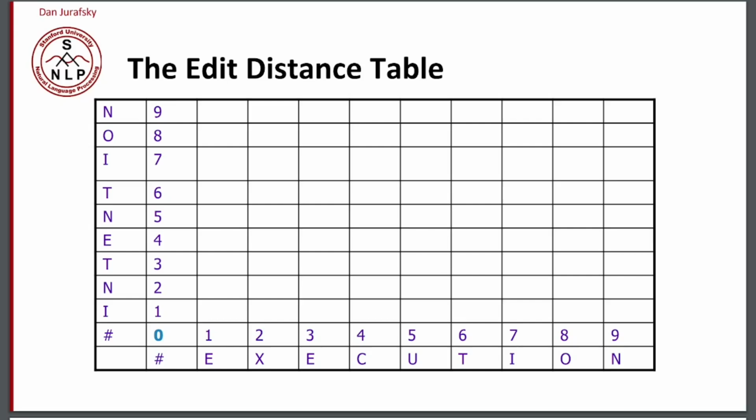And we filled in our base cases. So the distance between an empty string and an empty string is 0. The distance between an empty string and the letter E is 1, one insertion. The distance between an empty string and the characters EX is 2, two insertions. Or following up the column here, the distance between I and an empty string is 1 deletion. The distance between IN and an empty string is 2 deletions. Cool.